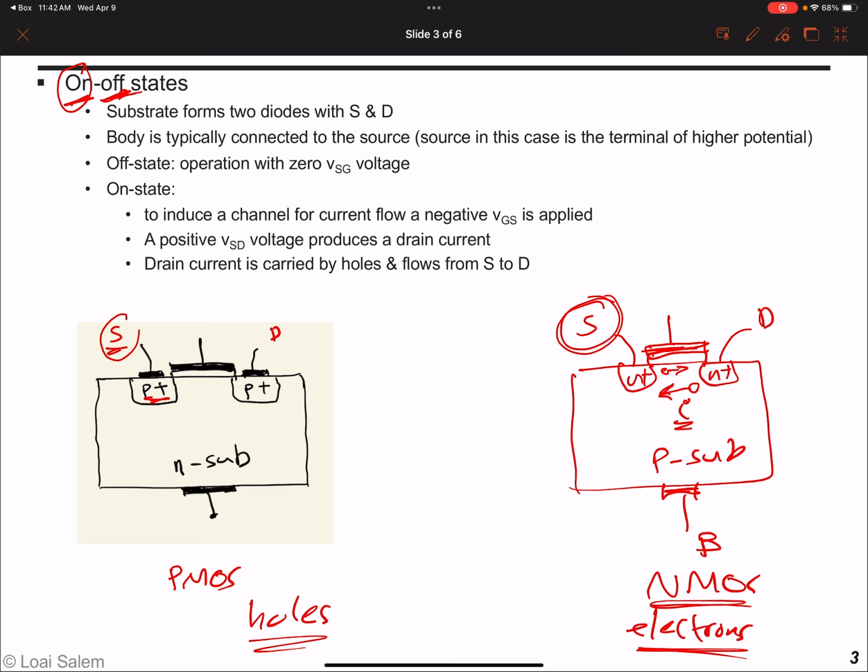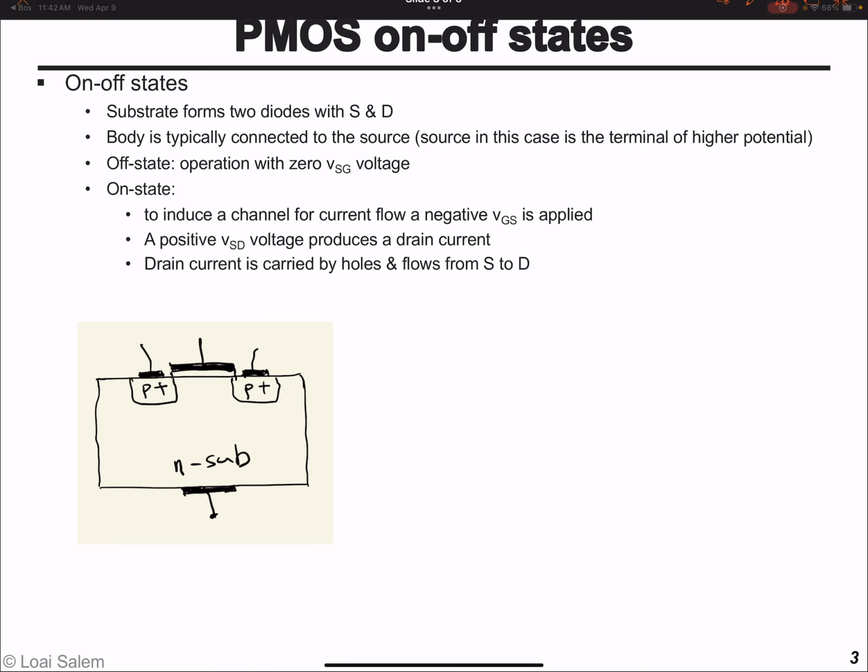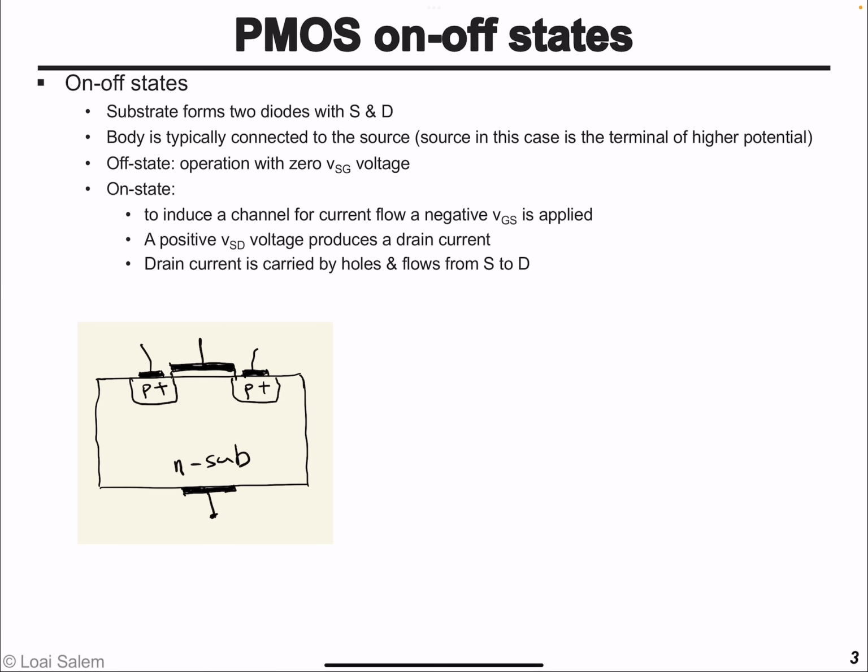Now, before going into the on state of the PMOS transistor and how the channel is formed, let's first look at the off state. And here we're going to assume in the off state, the gate is shorted to the source. The source has a higher voltage than the drain.